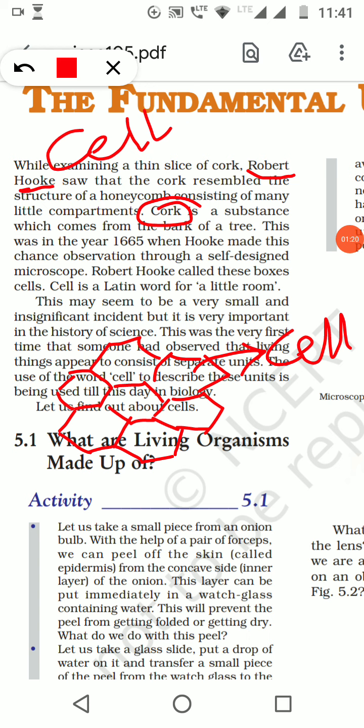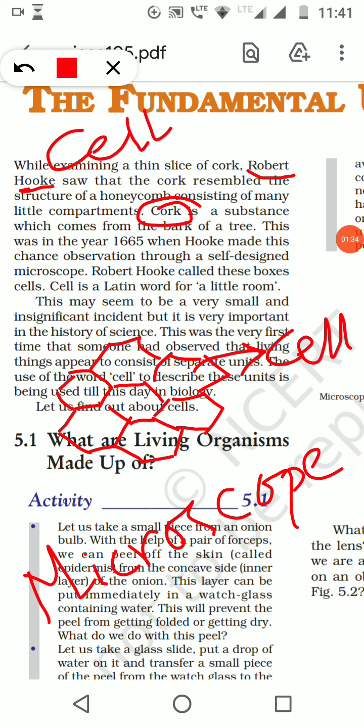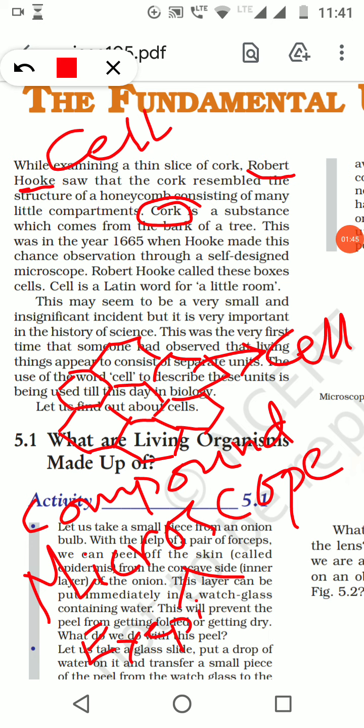Okay, now how do we view a cell? We view a cell under a microscope. So what kind of microscope is it? It is a compound microscope. A compound microscope has two lenses. One is an eyepiece and the other is the objective.